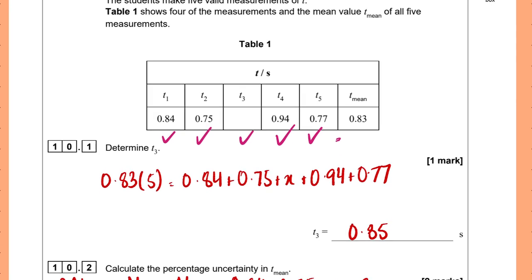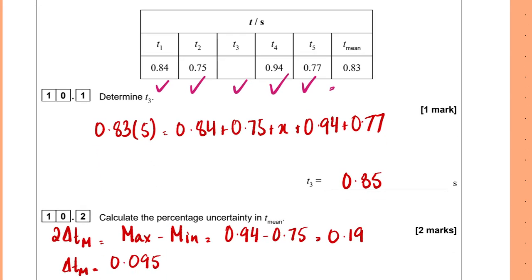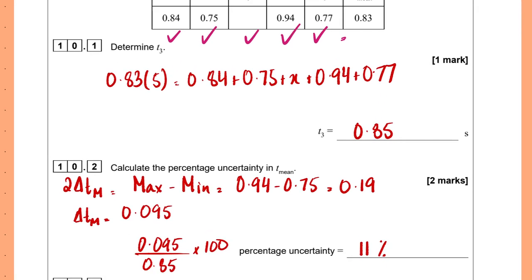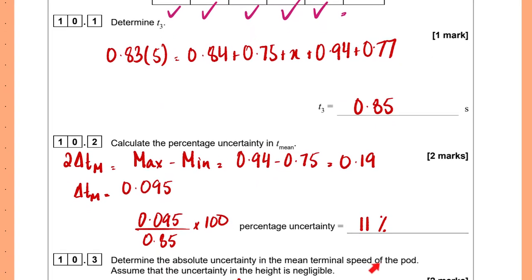Next, I have to find the percentage uncertainty in the mean value of the time. So I have my max and min values. Now I can subtract them to get the range, and then half of that would be my uncertainty. Now that I have my absolute uncertainty, I just have to divide it by this, multiply by 100 to express as a percentage.